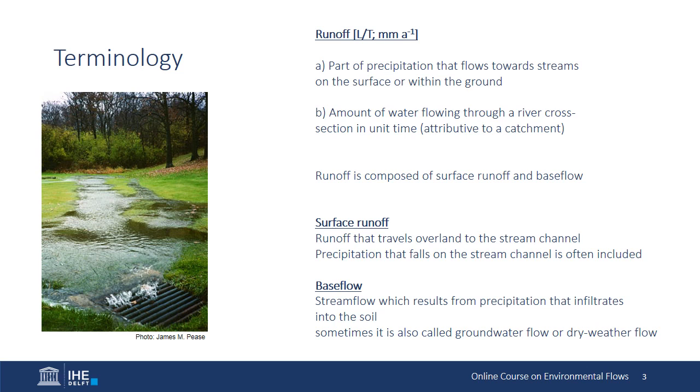Runoff is composed of surface runoff and of base flow. Surface runoff is the runoff that travels overland to the stream channel. Precipitation that falls on the stream channel itself is often included in that term. On the other hand, we have base flow, which is the stream flow which results from precipitation that first infiltrates into the soil and takes part in subsurface processes. Sometimes it's also called groundwater flow or dry weather flow.